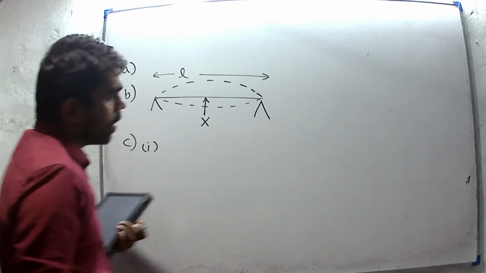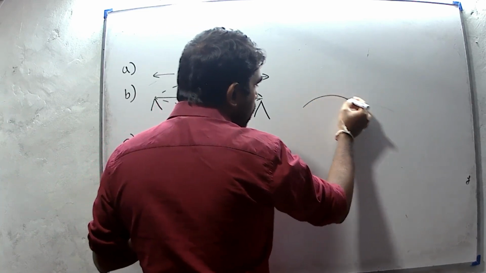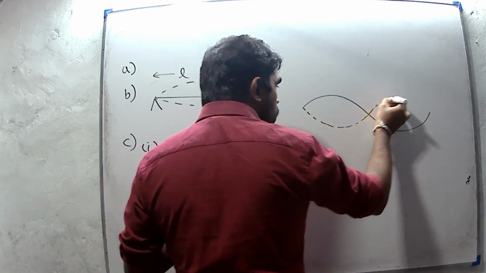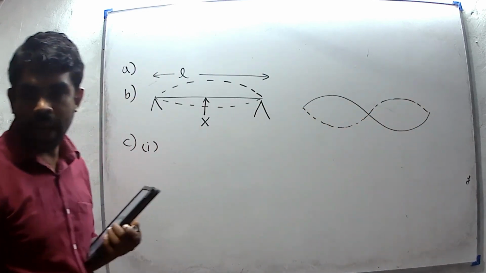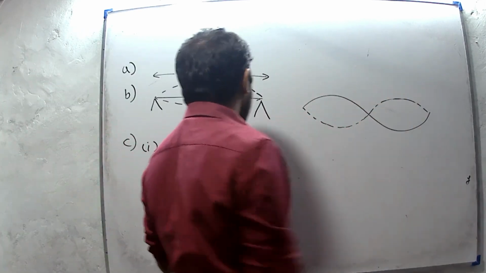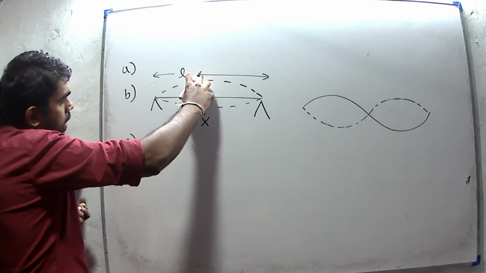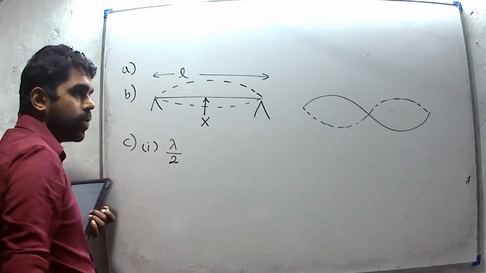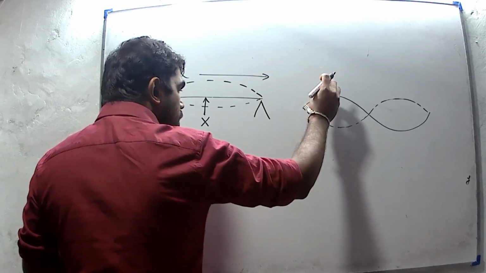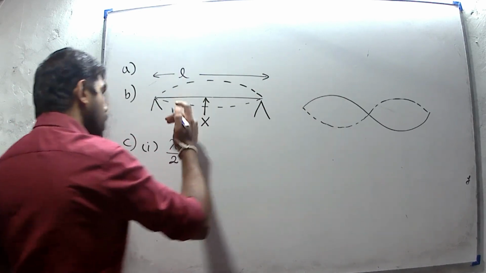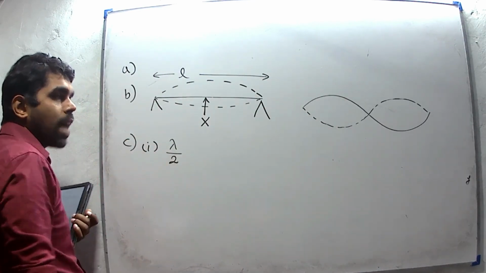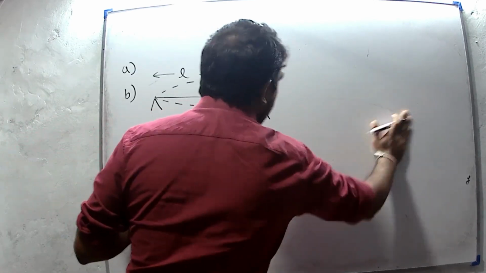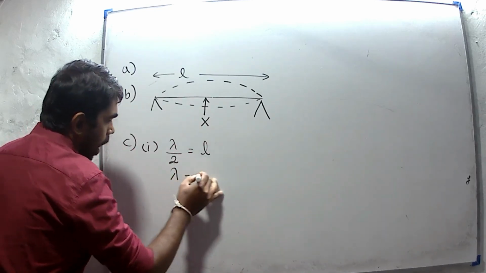We know that there are two full loops for a full wave. We are considering this is the full wave, and this is half of the full wave. Therefore, we can write lambda divided by 2. There is only one loop for half of a wavelength. One loop equals half of a wavelength, and it is equal to the length. Then we can make lambda the subject in terms of L.